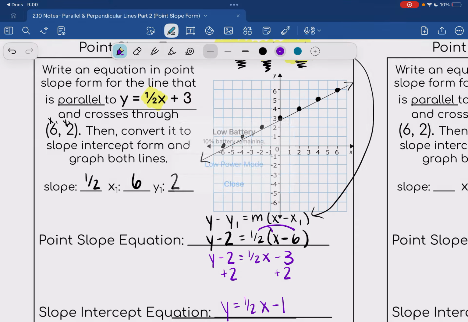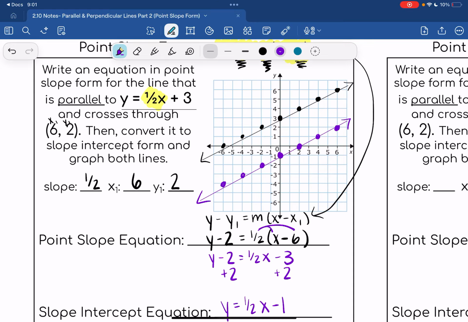So going back to my graph, I'm going to put a dot at -1. Do a slope of 1/2. So I go up 1, right 2. Right 2, up 1, right 2. I can also go down and to the left. I can connect all of those.